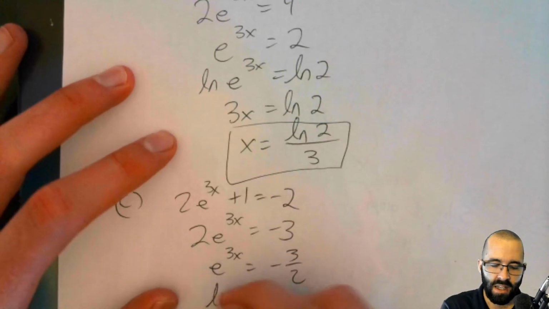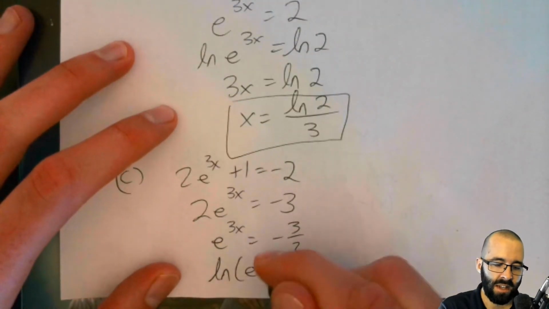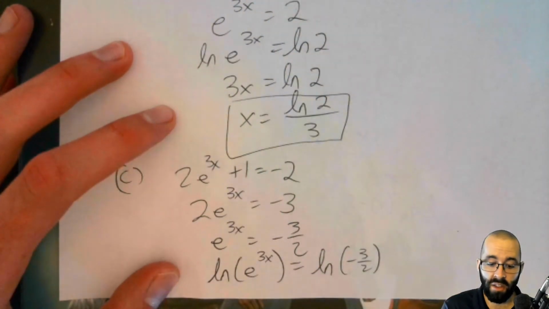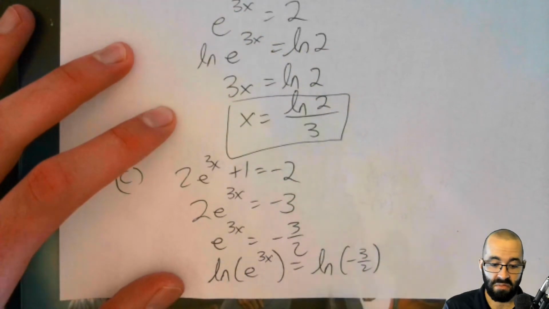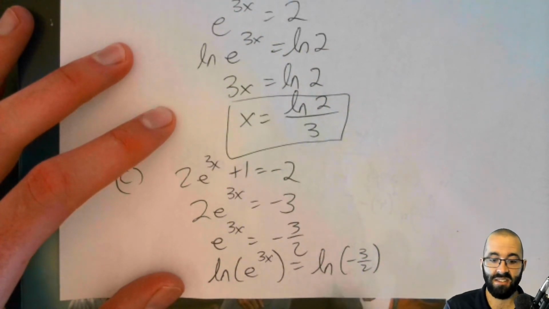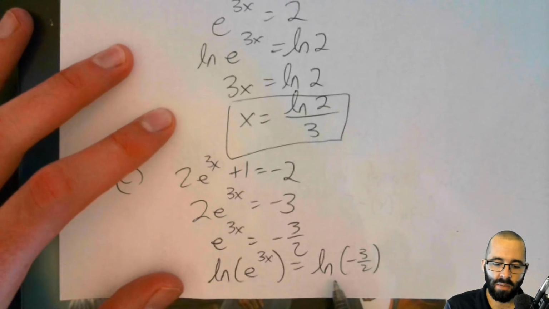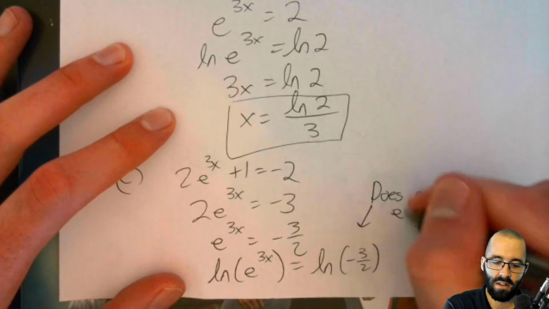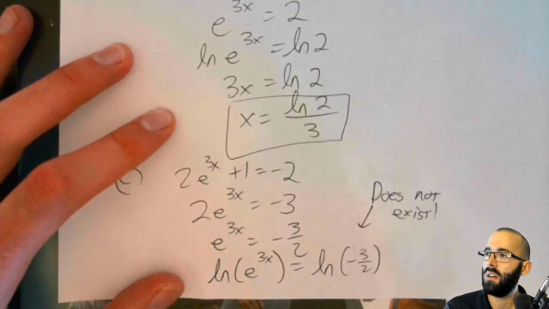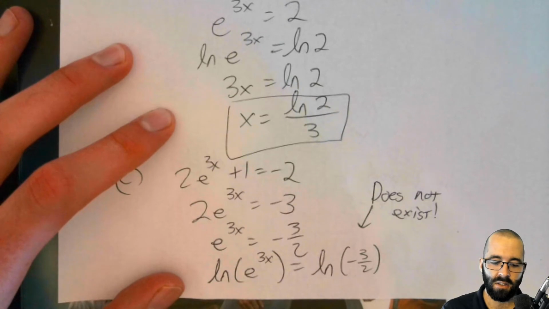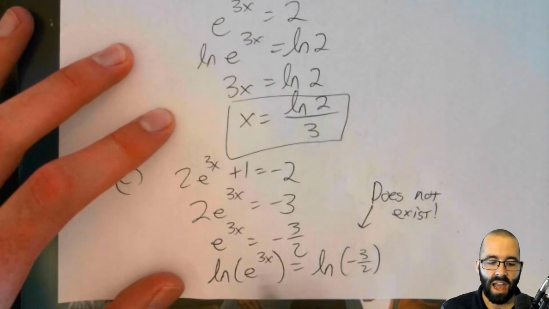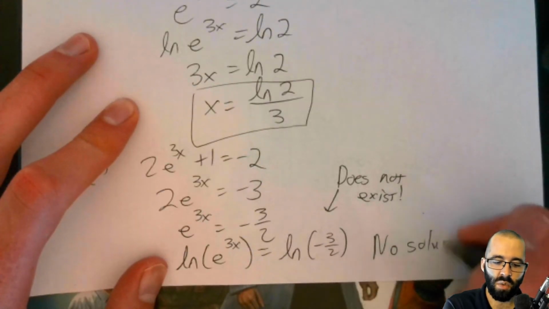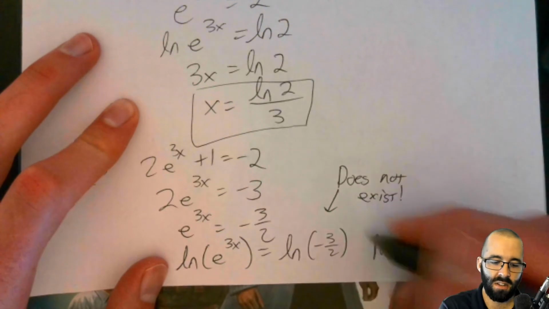We keep on going. Take the natural log of both sides. Natural log of e to the 3x is equal to the natural log of negative 3 halves. And again, we got another warning sign right here. This does not exist. The domain of a logarithm is positive numbers. This guy right here, this does not exist. All right. So there's no solution. X is going to equal something that doesn't exist. No solution. Watch out for your negatives and domain and range.